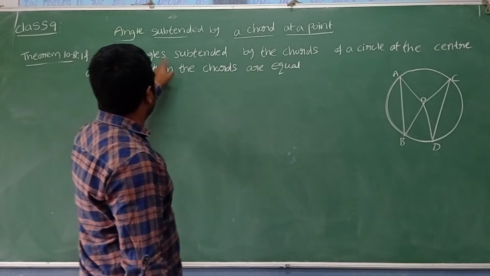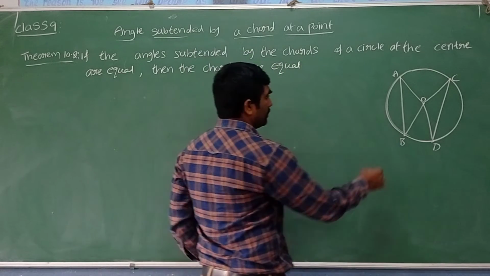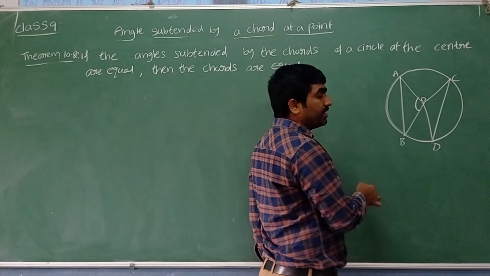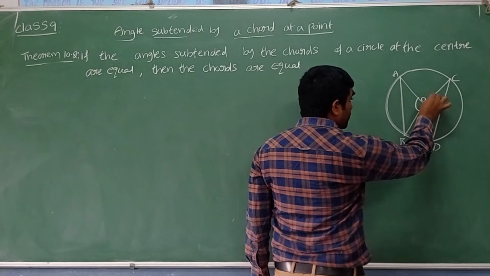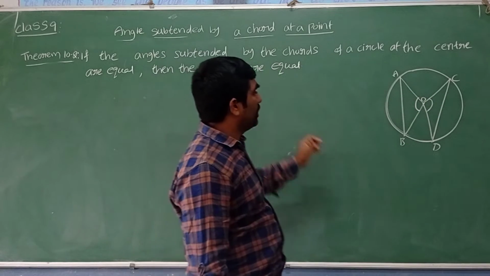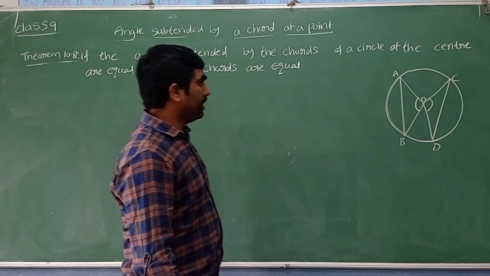Then what is given here? Angle subtended by the curves of the circle at the center are equal. They given these two angles are equal. Angle subtended by AB curve at center, angle subtended by CD curve at center, they are equal, and asking to prove curves are equal length. They are asking to prove that length of AB is equal to length of CD.